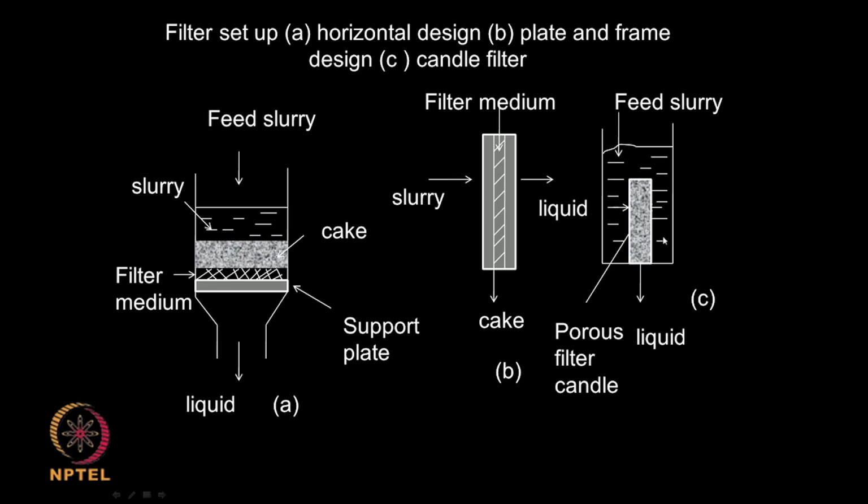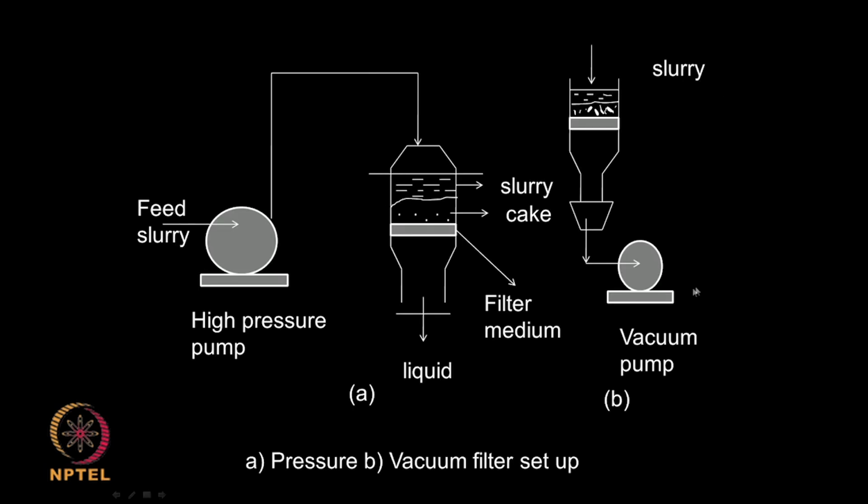This is a candle filter. There is a candle, which could be a ceramic or a metal with porous holes. The slurry is outside, so the liquid flows through, the solids are retained on the surface and the pure liquid comes down. This is generally used in water treatment, even in households you might see it. Okay, so you can have pressure type of filtration, you can have vacuum type of filtration here.